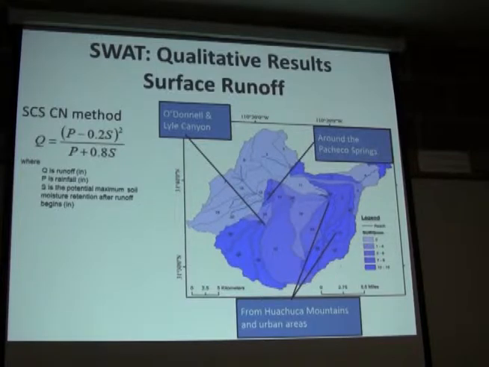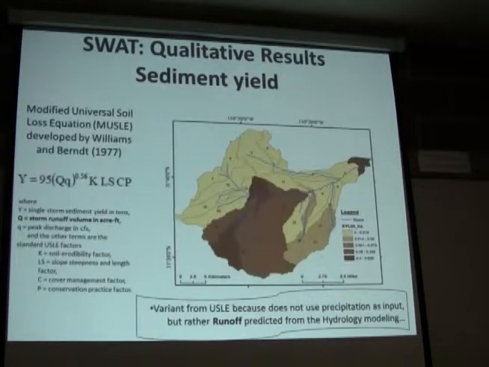So we identified O'Donnell and Laurel. The Huachucas, of course, had a lot of rain, a lot of runoff. It's very steep. And then around that Pacheco Springs area and Hay Canyon. Again, the sediment yield runs the estimates through SWAT, so that's using the runoff from the last slide that you saw. So instead of using precip, which most of the sediment yield models do, it uses the runoff that's already been predicted to make estimates of how much sediment might be moving through the watershed.